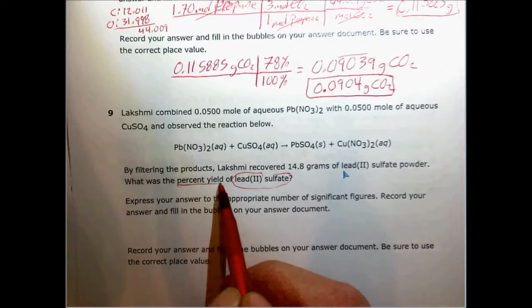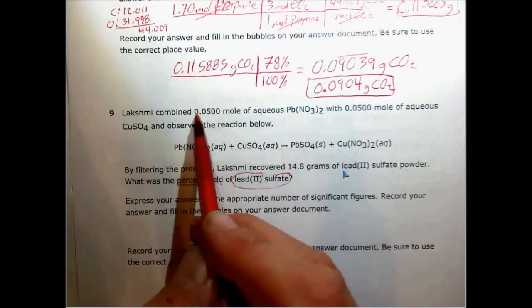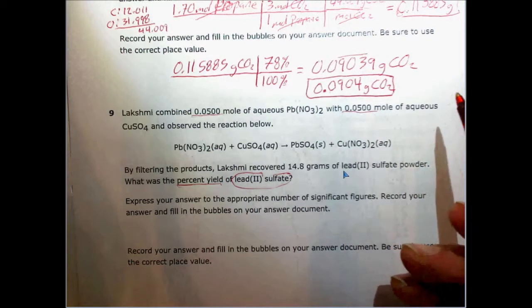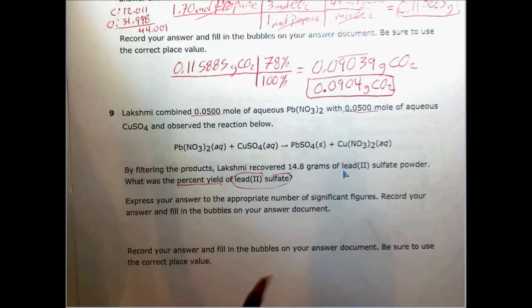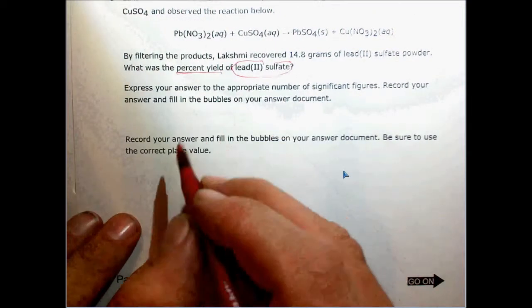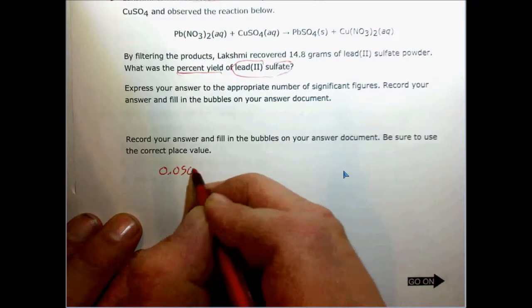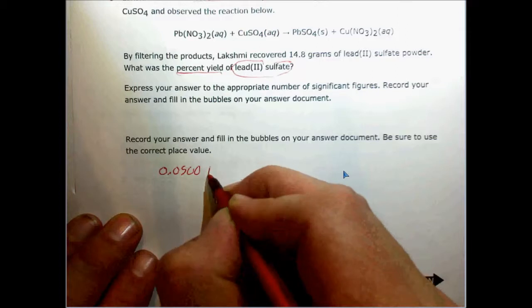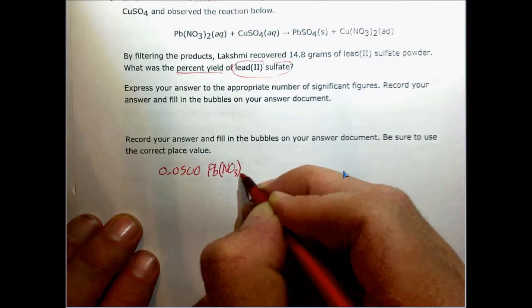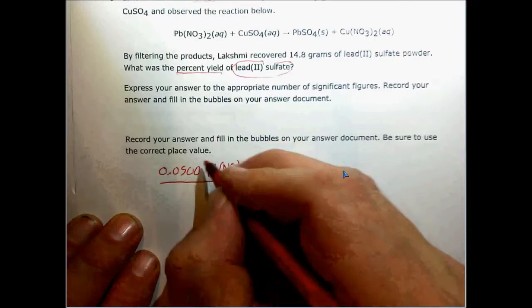Okay, this is the final answer that we're looking for. What we're going to do is start with 2 separate bases and calculate the maximum amount of lead sulfate that we could recover. This is by far the most complicated question that we've done so far, but it won't take very long. We're starting with moles, 0.0500, of lead nitrate, Pb(NO3)2. We don't have to look up the mass of that because we're starting with moles.